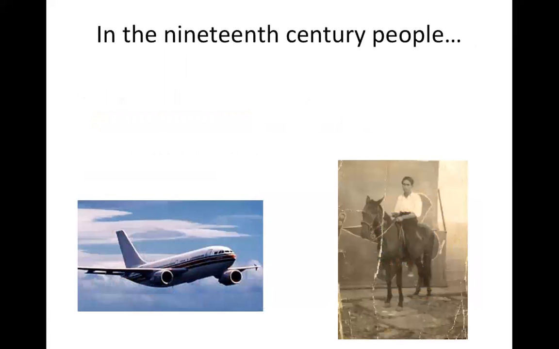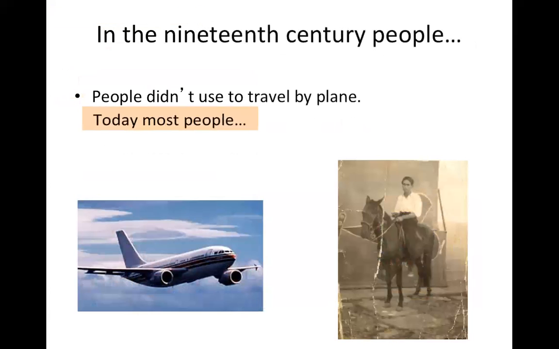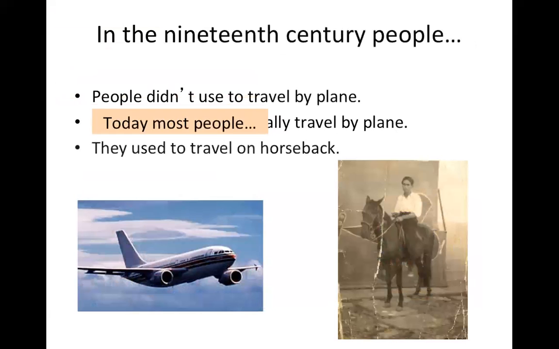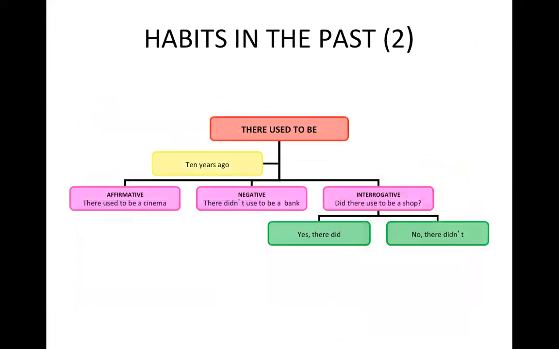In the 19th century, people didn't used to travel by plane. Today, most people usually travel by plane. They used to travel on horseback. That's true. Okay, habits in the past.